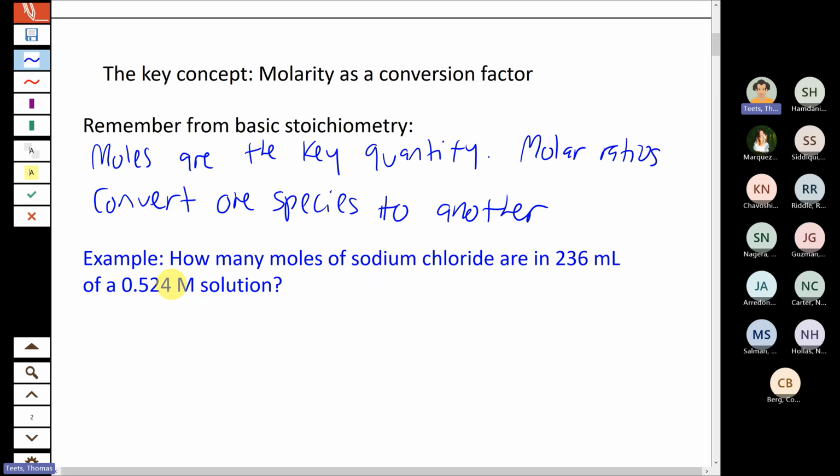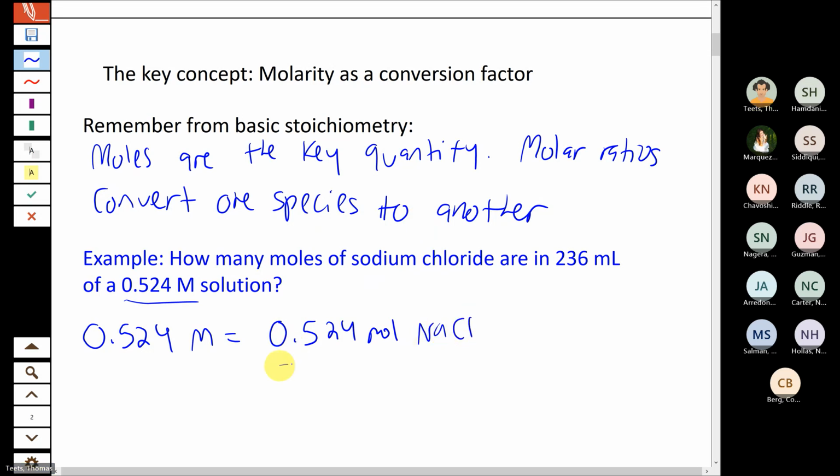All right, so how many moles of sodium chloride are in 236 milliliters of a 0.524 molar solution? So what we're going to use here is molarity, which is often thought of as a conversion factor because this number here is 0.524 with a capital M. The definition of that is 0.524 moles of solute, which in this case is sodium chloride, per 1 liter of solution. So we have a ratio, a unit conversion factor now, that relates moles of solute to volume of solution.